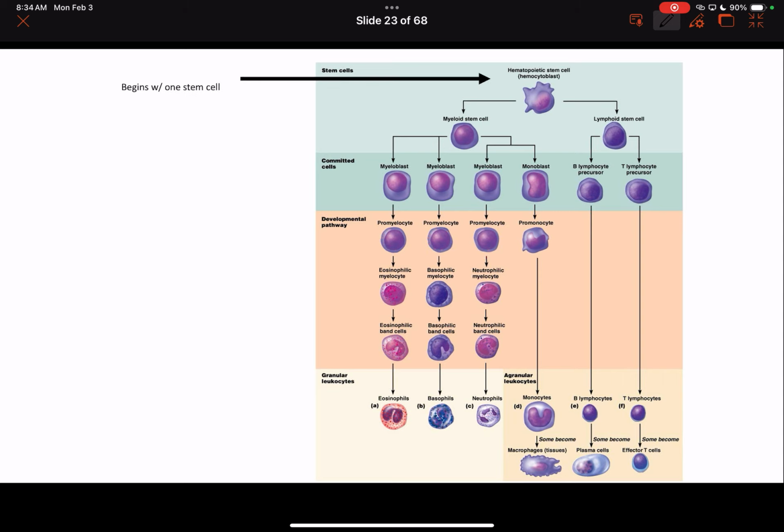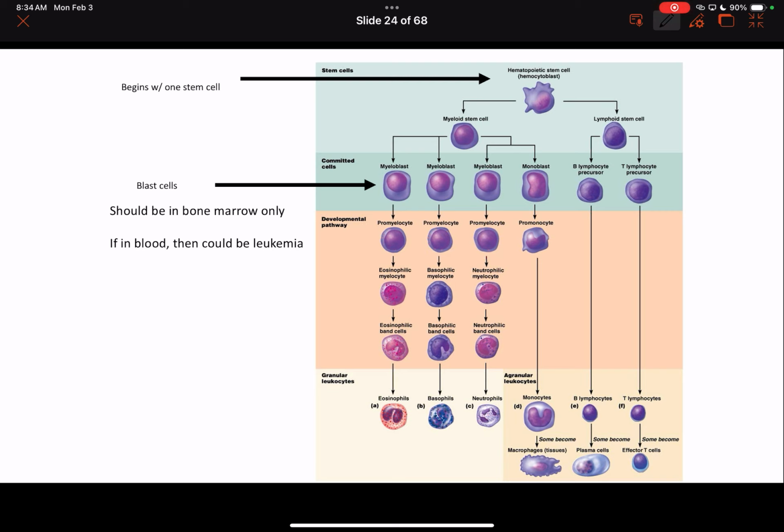So again, we begin with one stem cell called a hematopoietic stem cell. When it's a hematopoietic stem cell, it can become any one of the blood cell types, any white blood cell, erythrocyte, megakaryocyte. But once it becomes differentiated, so once it becomes here and here, then it has to stay on that cell line. And it's going to develop further until it becomes these specific white blood cells that we talk about in lab.